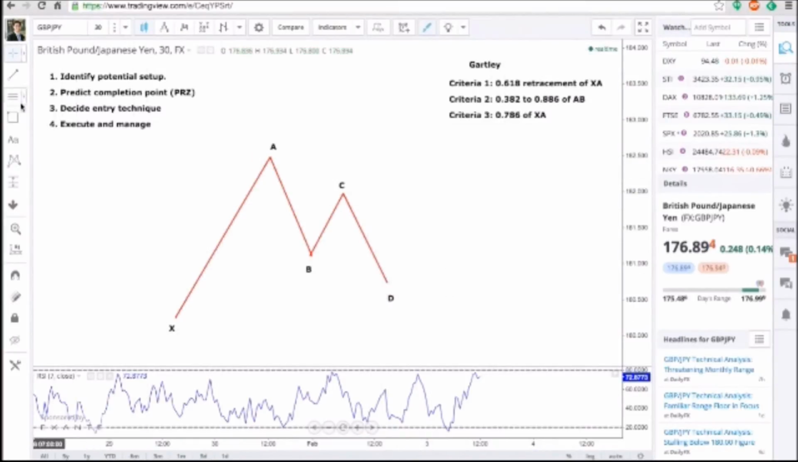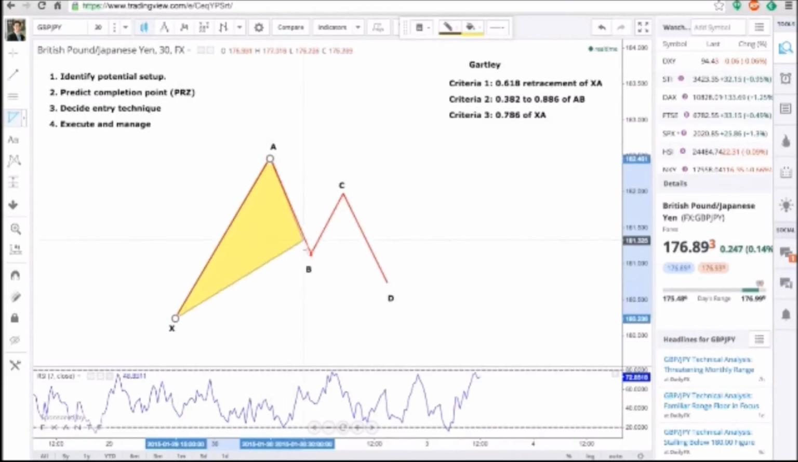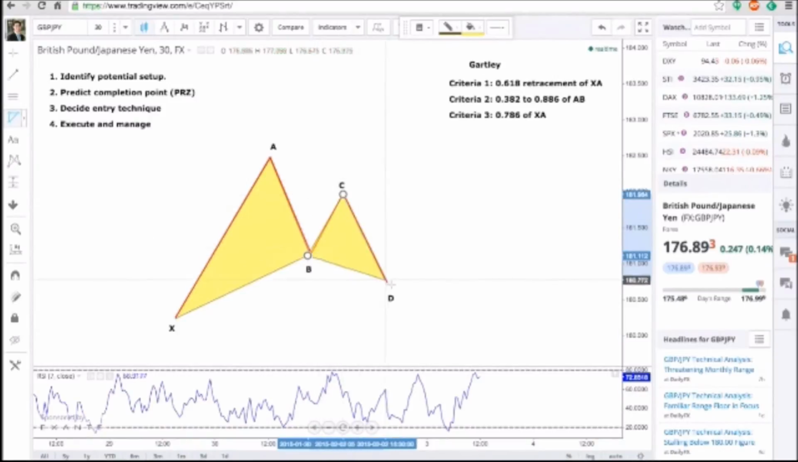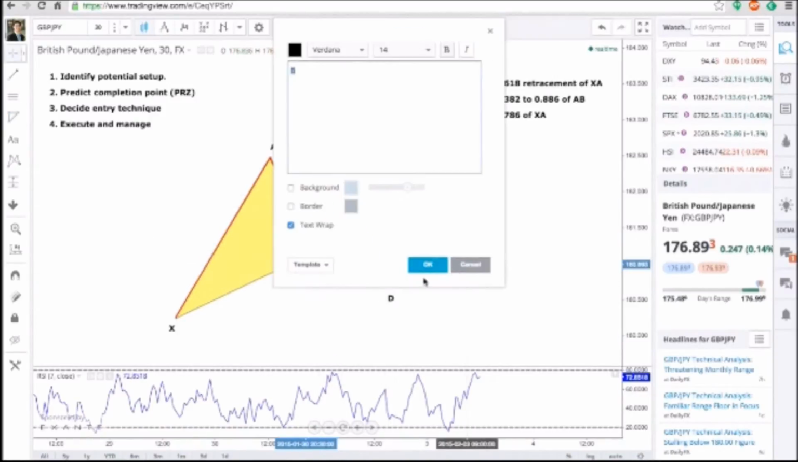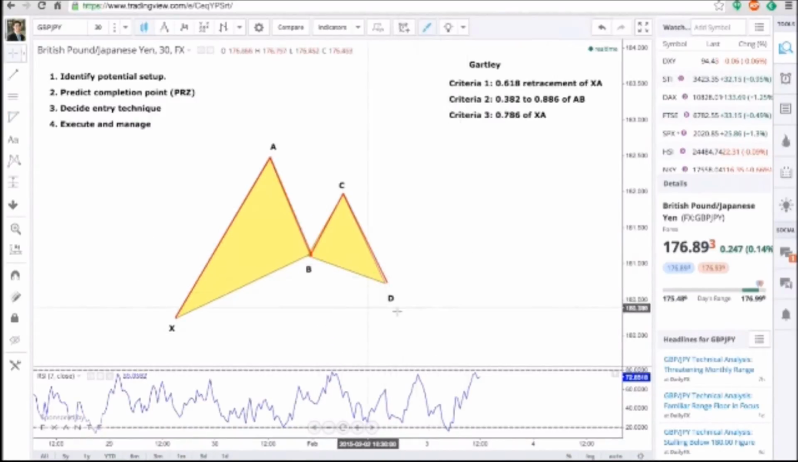Alright, and if you want to draw in the triangle for visual aid, normally it looks something like this. Right, so the D point will be where you'll be looking to decide your entry technique, execute, and manage your trade after that. So this is how, step by step, we identify a Gartley pattern.